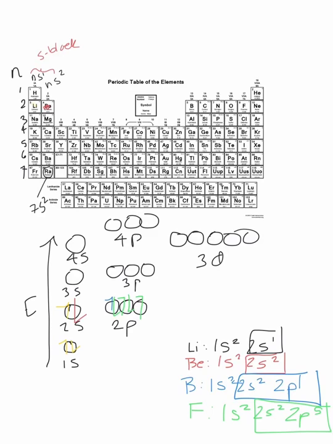Both boron and fluorine have their 1s filled. They also have their 2s filled. Both of those 2s electrons are going to count towards the atom trying to achieve a full octet when it forms a bond with another atom or polyatomic ion. However, boron ends on 2p1, whereas fluorine ends on 2p5.